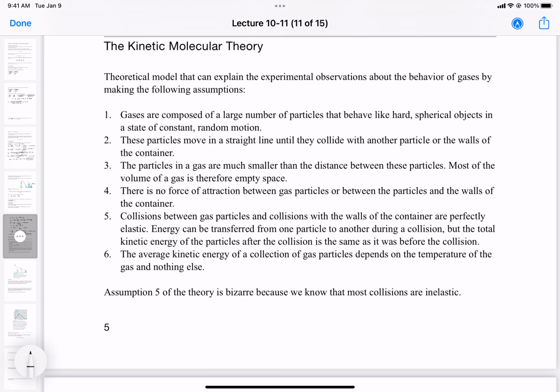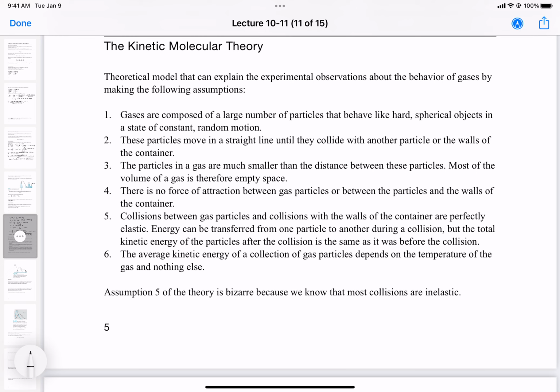So we say they move in a straight line until they collide with another particle or the walls of the container. So we say particles have what we call the mean free path, which is basically the path a gas particle takes until it collides with another object. So they move in a straight line until they collide with something else, where they are then probably deflected or change their course or path. Okay?